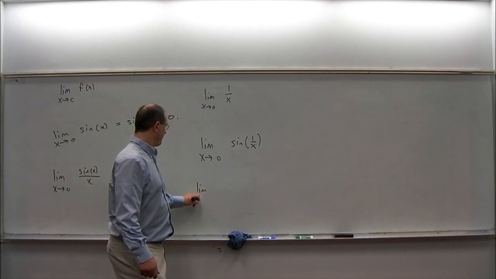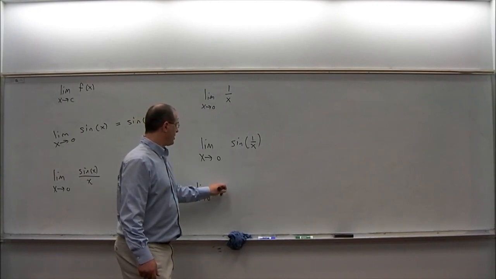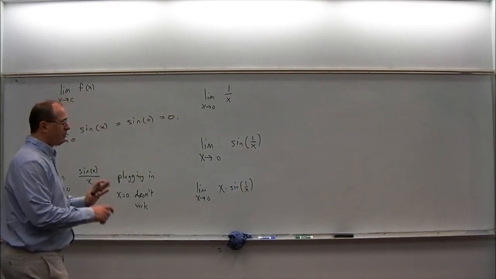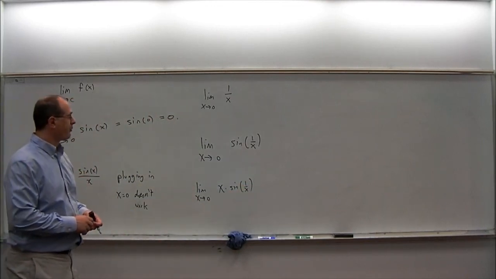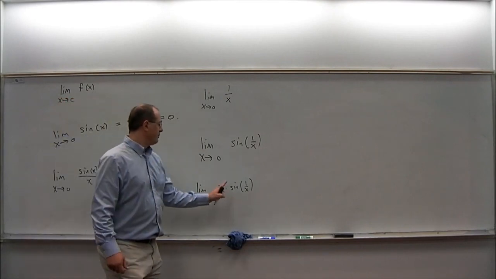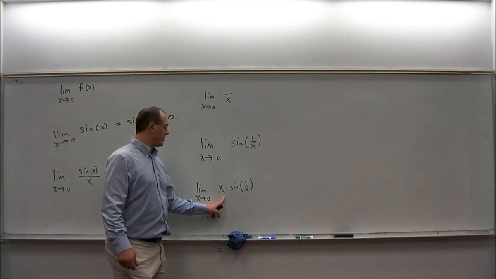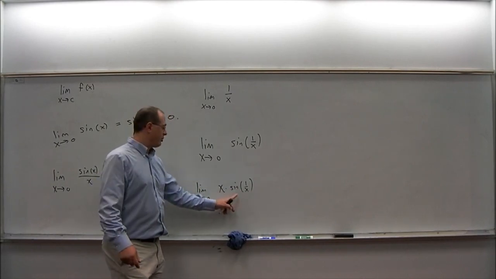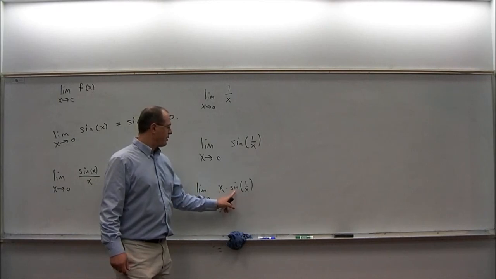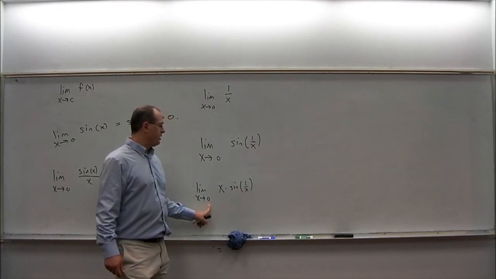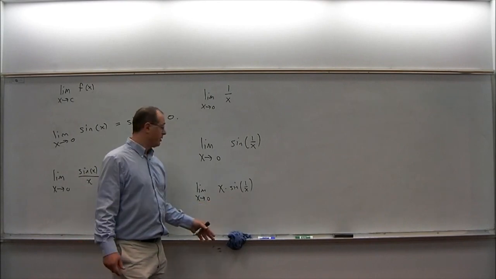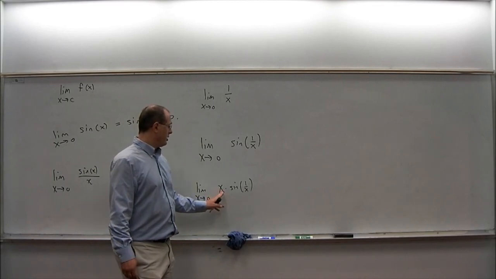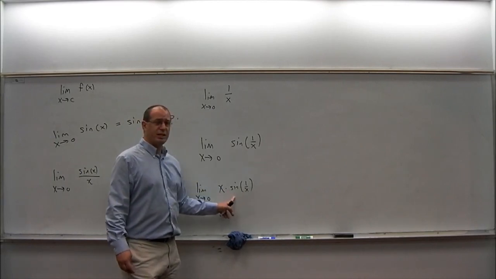And x times the sine of 1 over x. There's another interesting one. Plugging in here is controversial, because if you plug in x equals 0, you get a 0 there, and 0 times anything is supposed to be 0. But this sine of 1 over x, when you plug in 0, it's not a number. So when we say 0 times anything, we really mean 0 times a number is 0. And this one, when x is 0, it is not a number.